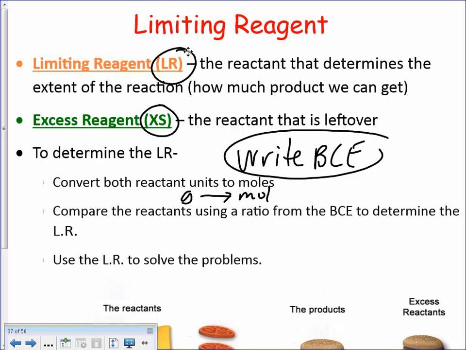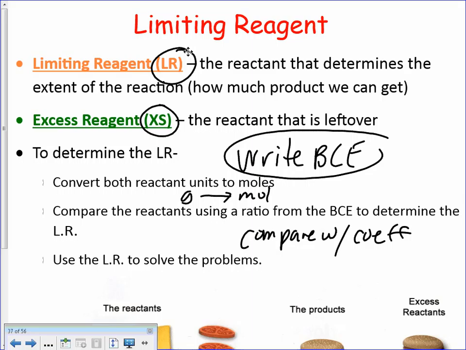So once we get the comparison done, compare with coefficients, then we're going to use the LR to solve the rest of the problem. The problem sometimes will have A, B, C, D parts. It'll say who's the LR, how much excess reactant is left over, how much of this product can we make, and then maybe one more question related to that.